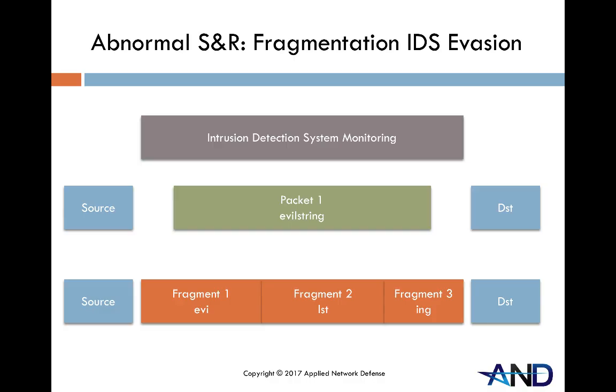Of course, there are a lot of different variations on this, a lot of ways to evade IDS. This is just one of them, but this is really the simplest way to explain it, or at least the simplest use case. One more category of abnormal stimulus and response I want to discuss are vulnerabilities related to fragmentation.